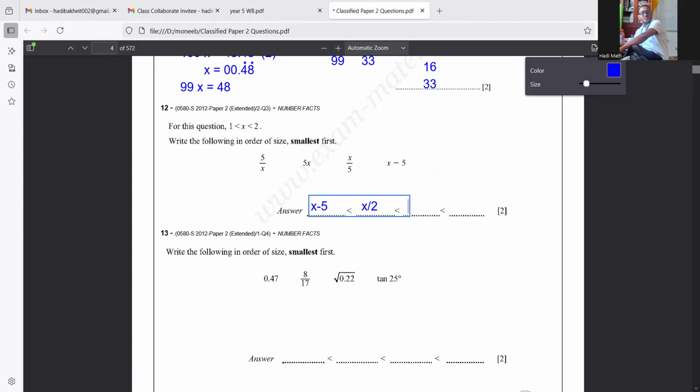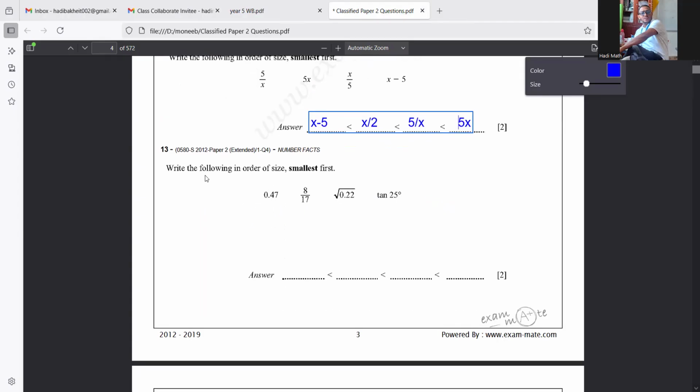Then the third one is when you divide 5 by x. It will be a number bigger than 2, maybe 2 point something, whatever. And the last one is going to be 5x. Okay, it depends on x.